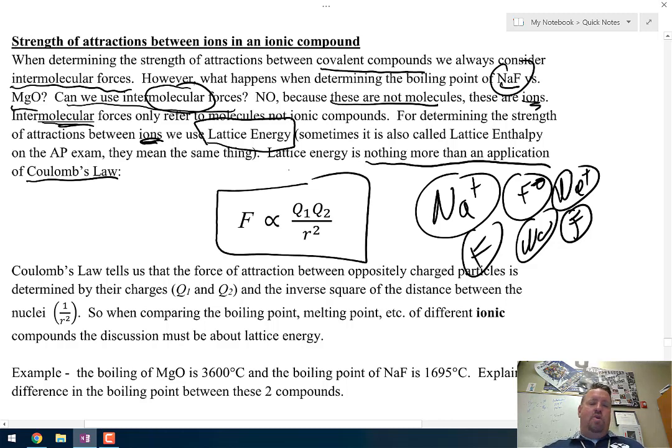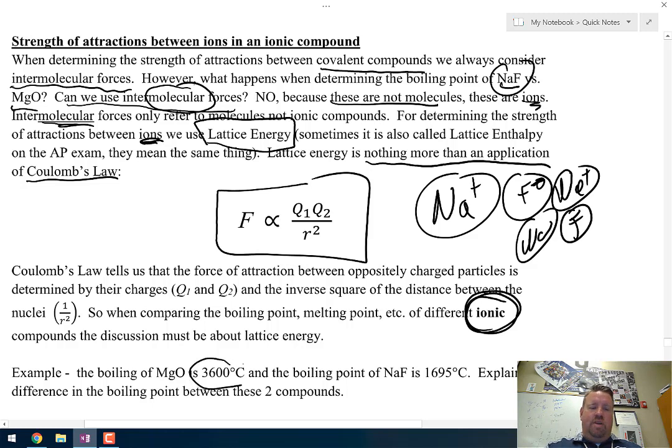Okay, Coulomb's law again tells us that the force of attraction between oppositely charged particles is determined by their charges, and then the inverse square of the distance between the nuclei. So when comparing the boiling point, melting point, etc. of ionic compounds, your discussion must be about lattice energy or lattice enthalpy. Okay, so here we have an example.